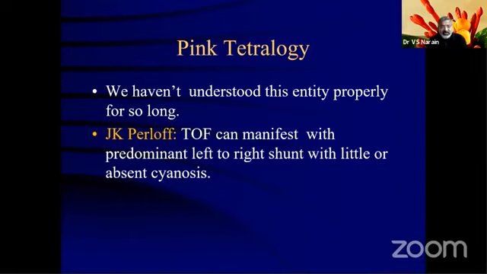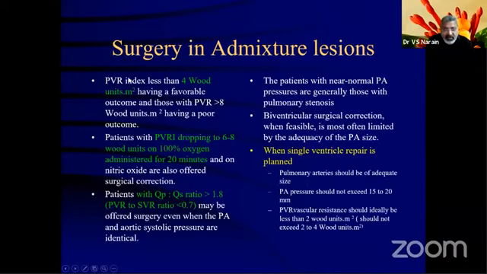And Paul said that tetralogy can manifest with a left to right shunt with little or absent cyanosis. So pink tetralogy simply means that you have a large ventricular septal defect, very little obstruction to the RV outflow tract. It is an admixture lesion where the net shunt is left to right, and because you have a good pulmonary blood flow, cyanosis is minimal or even absent. So this is as far as the understanding of the pink tetralogy is concerned. So remember, pink tetralogy: large VSD, hardly any pulmonic stenosis, admixture lesion, good pulmonary blood flow, less or even absent cyanosis.